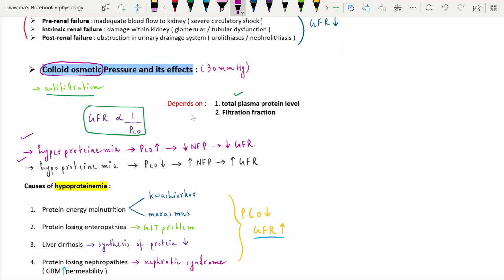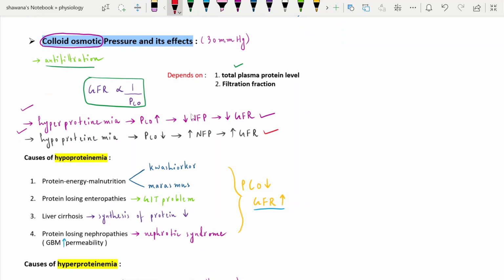Hyperproteinemia and hypoproteinemia. Think logically: if there are a large number of proteins inside the blood, this pressure will increase and the GFR will decrease. And if there is hypoproteinemia, with less protein present in the blood, the pressure will decrease and GFR will increase. So this is the case in hypo- and hyperproteinemia.